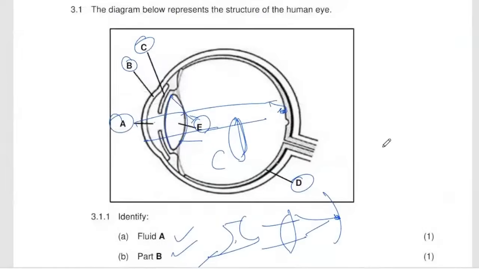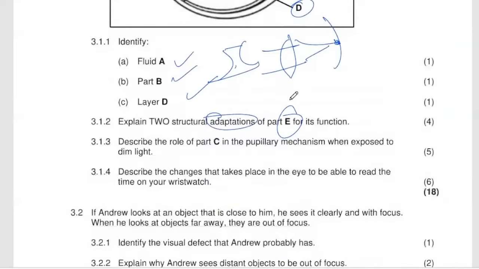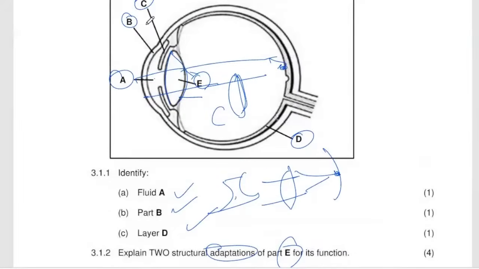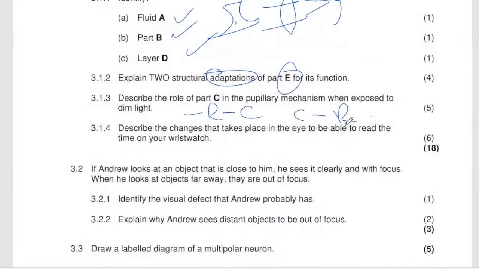Describe the role of C, that is the iris, in the pupillary mechanism when exposed to dim light. Structure C, which is the iris, has circular muscles and radial muscles. So we shall say that the radial muscles of the iris will contract, the circular muscles of the iris will relax, the diameter of the pupil will increase, and then more light will enter the eye. So make sure that you know the pupillary mechanism.